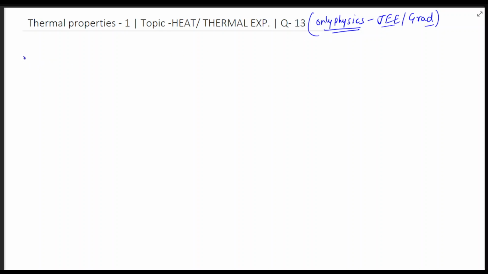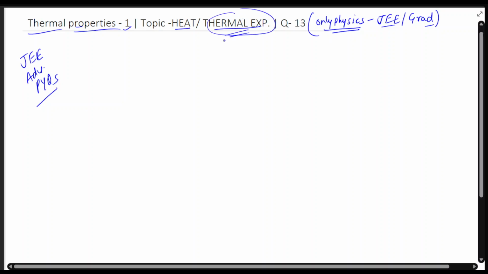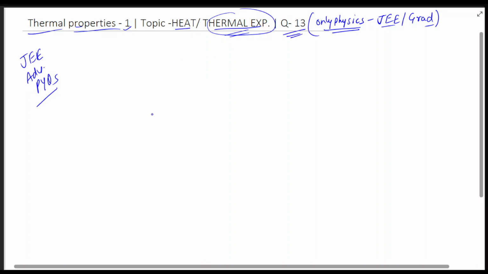So in this video, we'll be discussing JEE Advanced PYQs from the chapter Thermal Properties of Matter. This will be the first video from this chapter, and the topic we'll be discussing is heat and thermal expansion. The part will be based on thermal expansion. There will be 13 questions we'll be discussing. Let's start with our video.